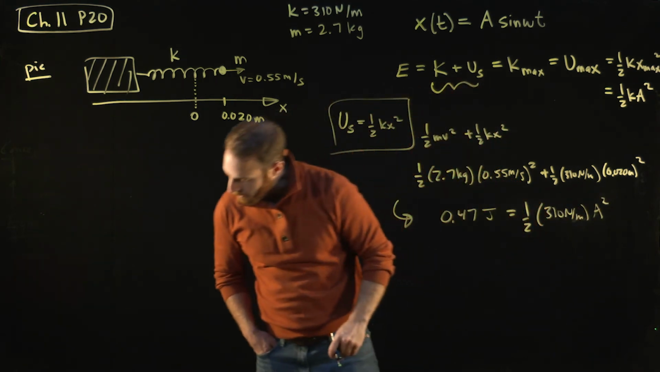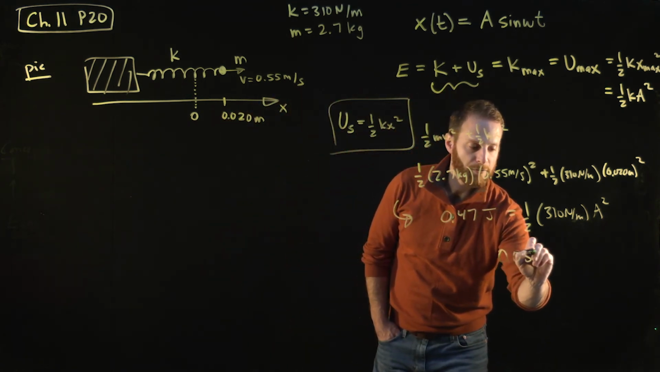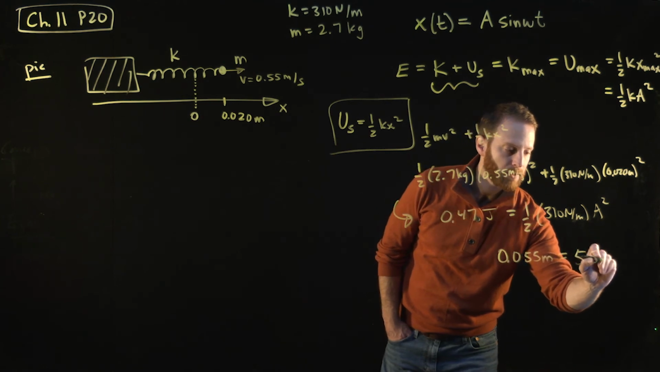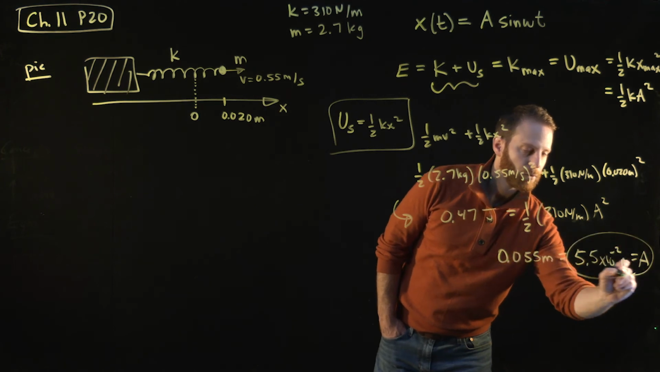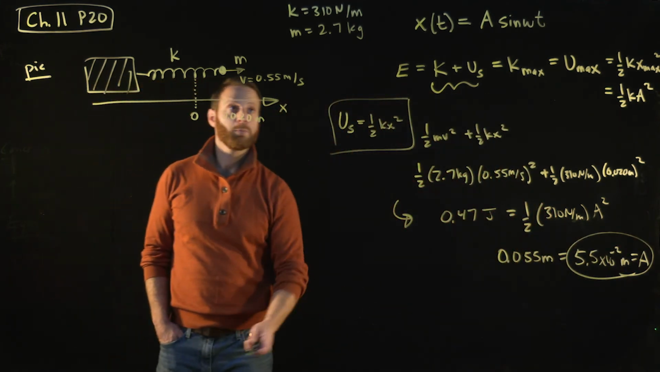So now we're ready to find the amplitude. If you work it through, you'll find the amplitude is 0.055 meters, which is the same thing as 5.5 times 10 to the minus 2 meters. Lastly, that was part A.